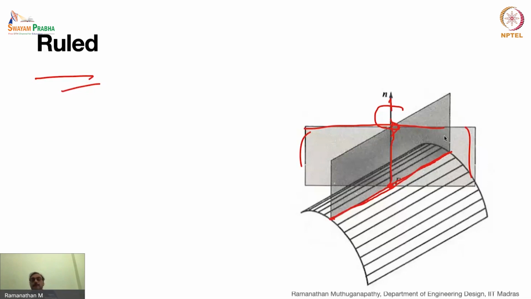Sir, but why are we rotating this surface? I didn't get it exactly. No, we are not rotating the surface. You are only rotating the plane. And if the plane coincides with the underlying surface in a straight line.